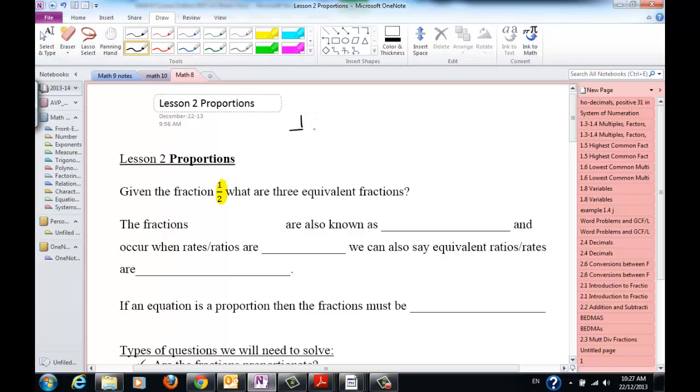Remember, for equivalent fractions, whatever I do to the top, I do to the bottom. So if I multiply the top and the bottom by 2, I get 2 over 4. So an equivalent fraction here would be 2 over 4. Notice if I reduce that, I still get a half. If I multiply the top and the bottom by 3, I get 3 over 6. Notice that with 3 over 6, I could still divide both by 3, and I get a half.